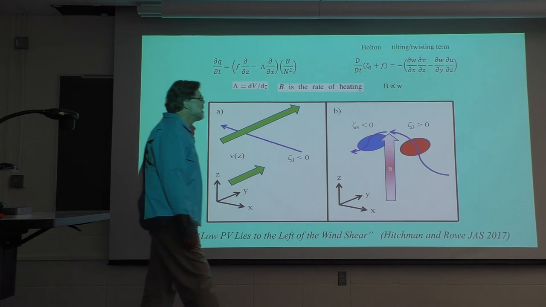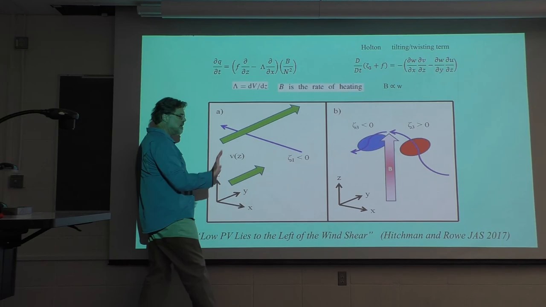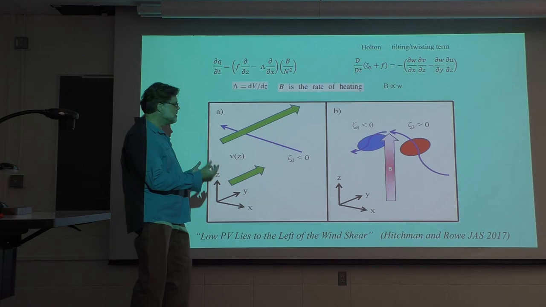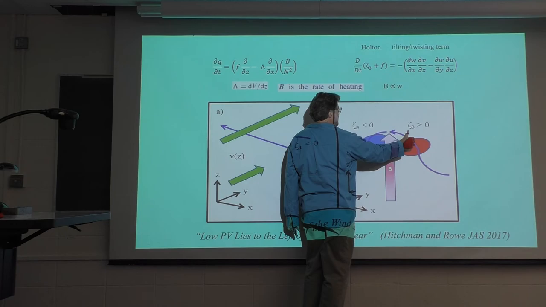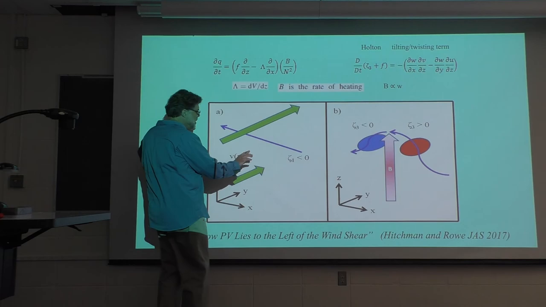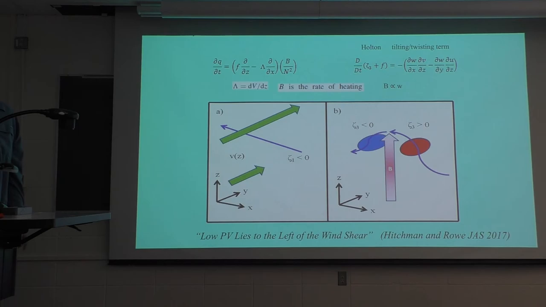So let's just apply this idea to a situation in the mid-latitudes. This is north. So let's say the north flow is increasing with height. That means then we have horizontal vorticity zeta 1 pointed in the negative x direction. Well, let's introduce an updraft and twist this vortex tube upward so that the vertical component is positive, and downward on this side so that the vertical component is negative. That creates a PV dipole. And if you notice, if the wind shear direction is northward, then the negative member lies to the left of the wind shear. So we looked at a lot of mid-latitude cyclones and a lot of tropical cyclones and found that that general rule was true.